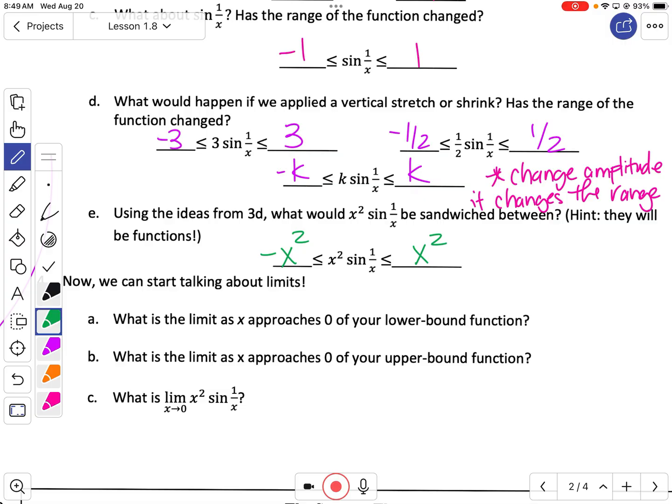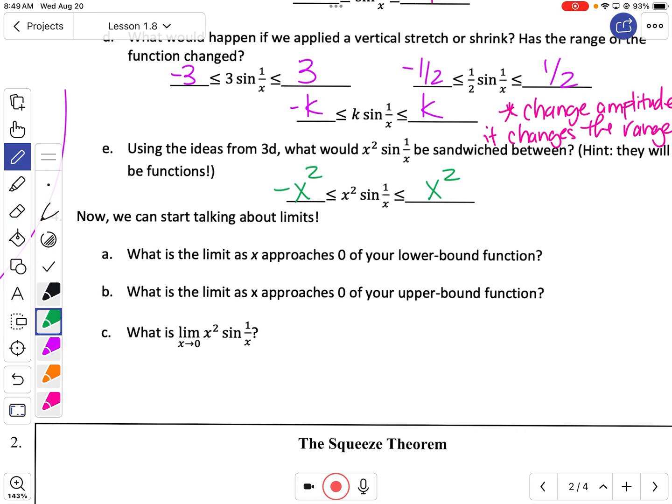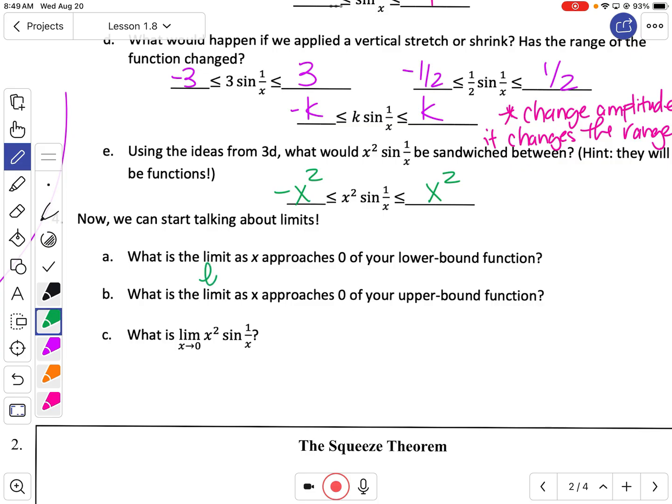So now let's talk about limits. Our lower function: we want to know the limit as x approaches 0 of the opposite of x squared. Direct substitution, what would I get? I'd get 0. If I do the limit as x approaches 0 of positive x squared, our upper bound, what do we get? 0.